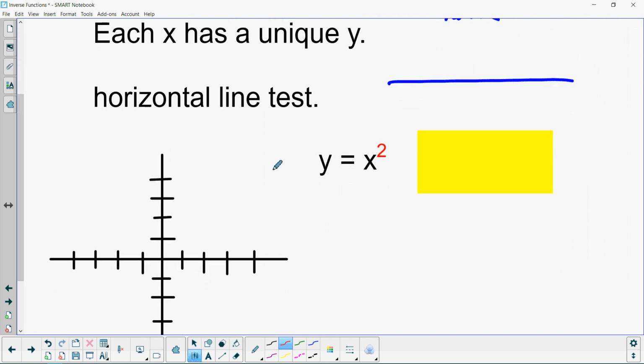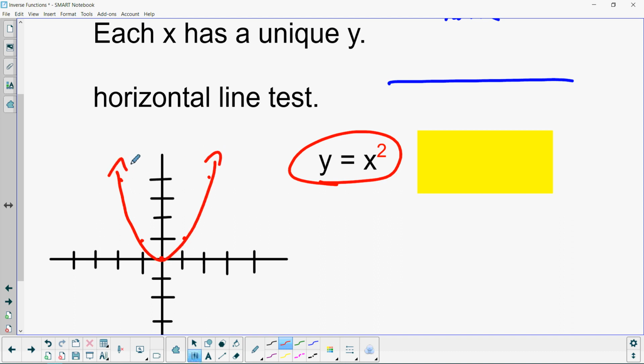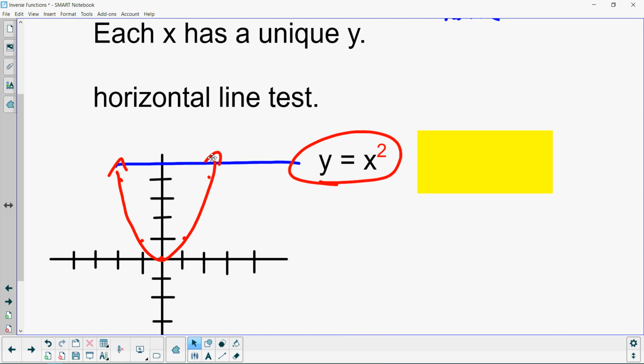So if I graph this, it's going to look like this. That's just our basic parabola function. Okay. If I scan this with my horizontal line, we can see that this is touching twice. If I find the inverse of this function really quickly, this is going to be x equals y squared when I switch our x and our y.